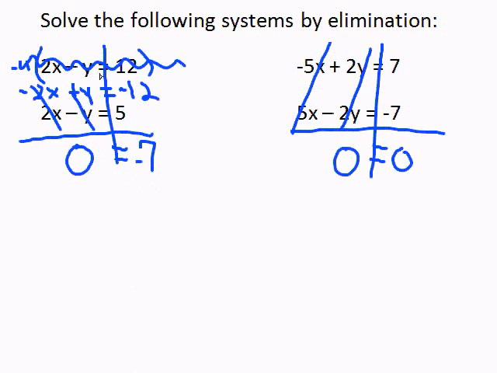I had to multiply the top equation by negative 1, and then add both the equations together, give me 0 equals negative 7. Notice when all of the variables are eliminated, you're left with nothing or 0 on that side of the equation. So 0 equals negative 7 is not true, so we know that there is no solution.